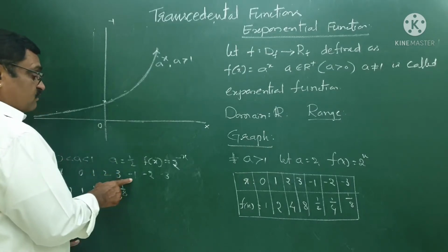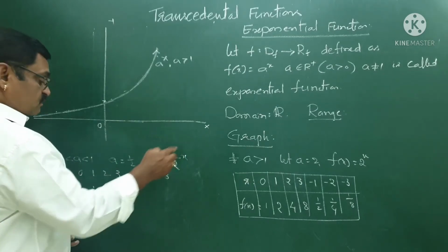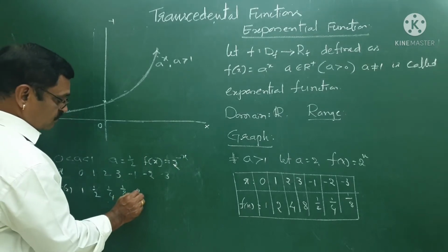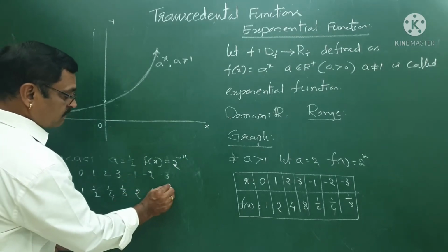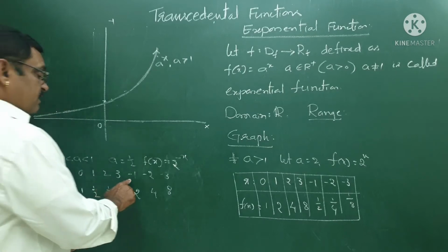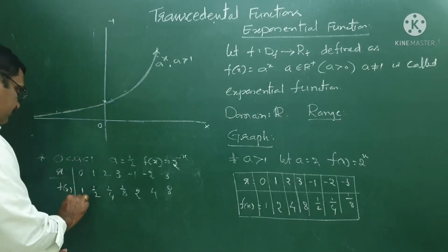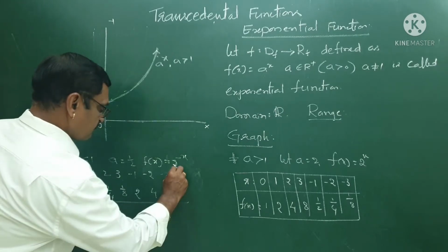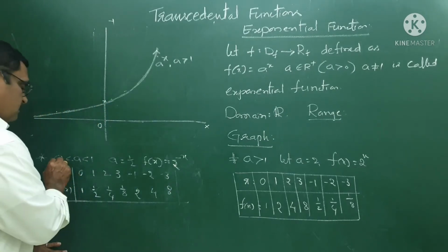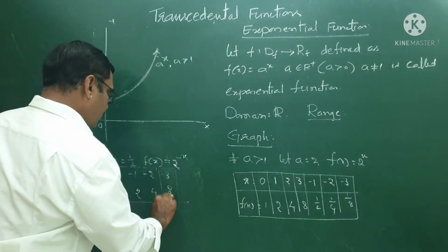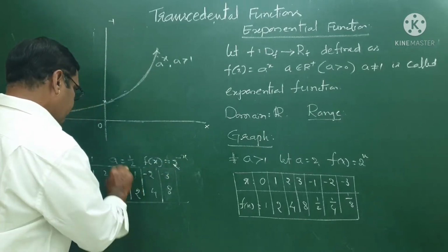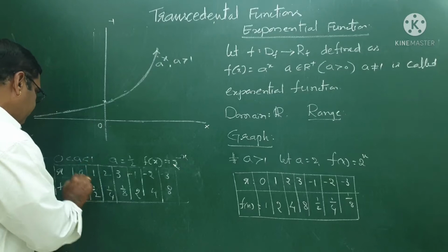When we take negative values, negative of negative is positive, so it will become 2, it will become 4, it will become 8. So here, for negative values increasing, for positive values decreasing. Let me plot these points on the graph paper.